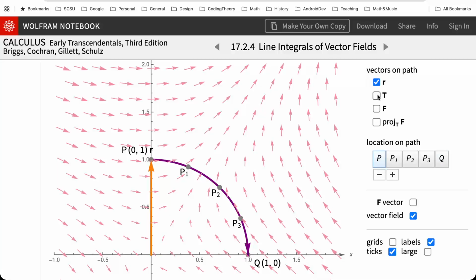What about the tangent vector? That in that position makes sense to me. It's pointing in the direction of the curve. Same thing. But isn't the tangent vector and our position vector orthogonal, provided this is a circle? Yeah.